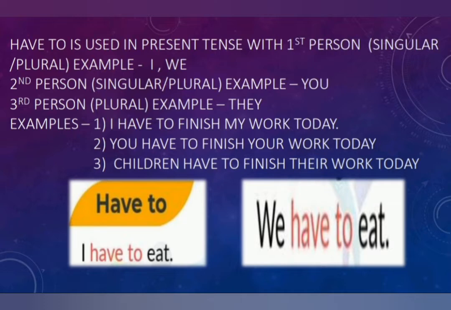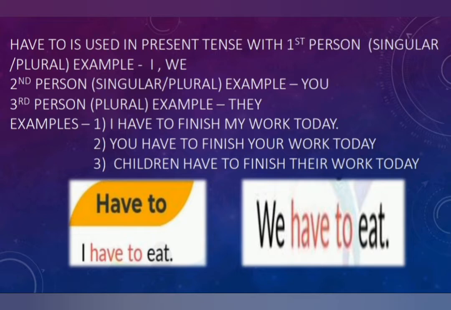For example, the first person singular and plural are like I have to go to the market or we have to go to the market. Have to is also used with second person singular and plural, like you have to go to the market or we can say you all have to go to the market. Have to is also used with third person plural. They have to go to the market. Remember, third person plural, not third person singular.